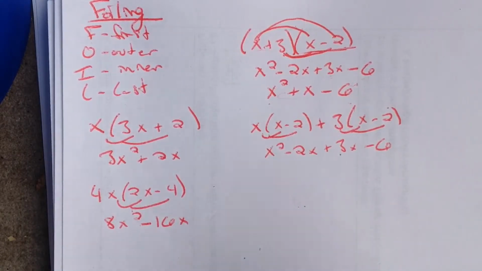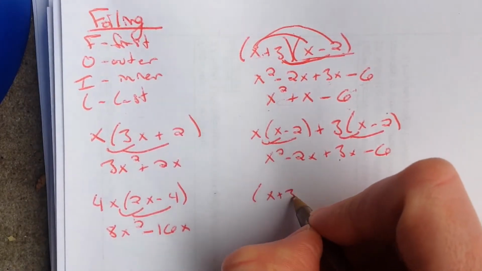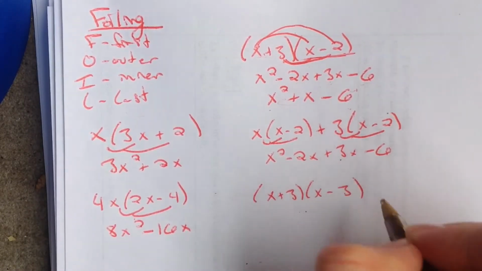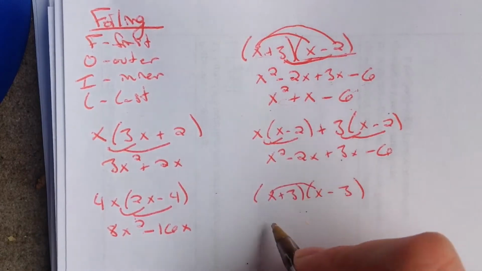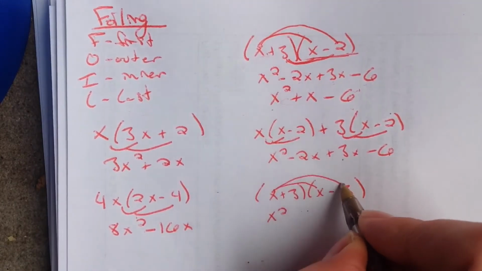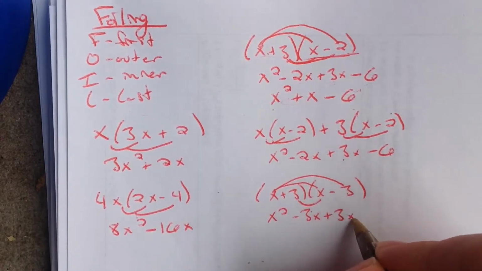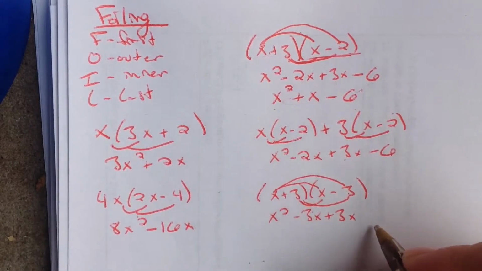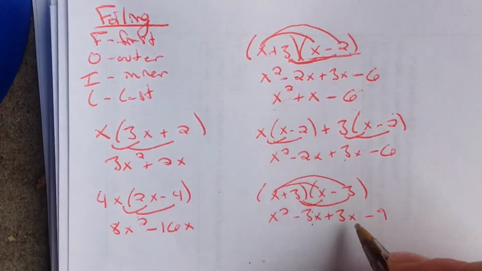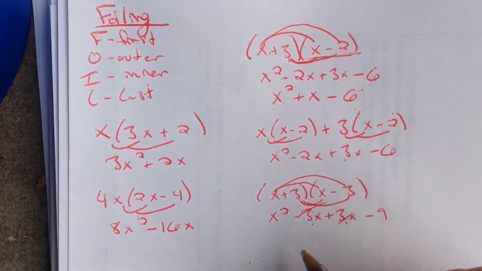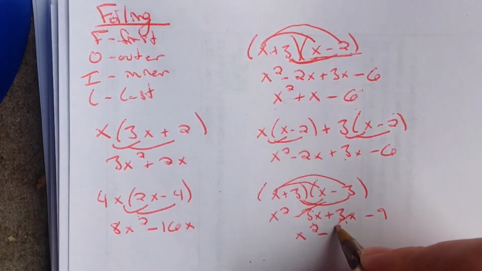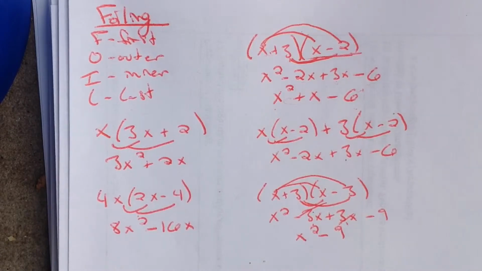So for example, if I had x plus 3, x minus 3, if I FOIL, I get x squared first, outer minus 3x, inner plus 3x, last minus 9. Well, minus 3x and plus 3x cancel each other out, so I'm just left with x squared minus 9.